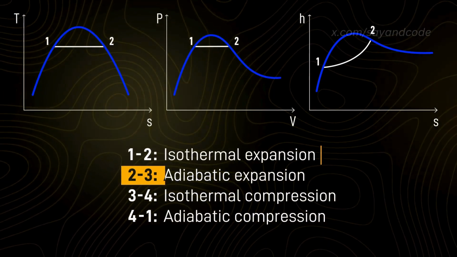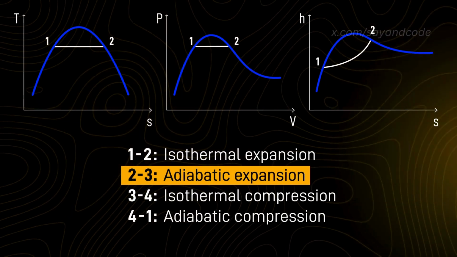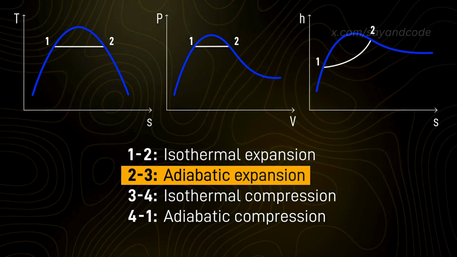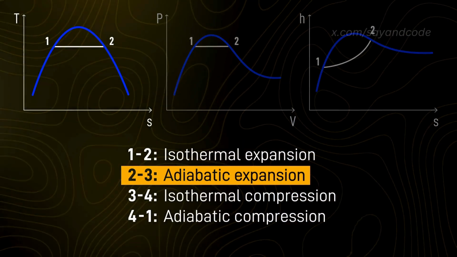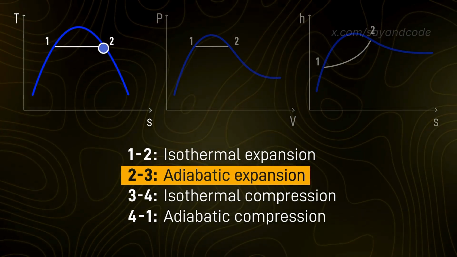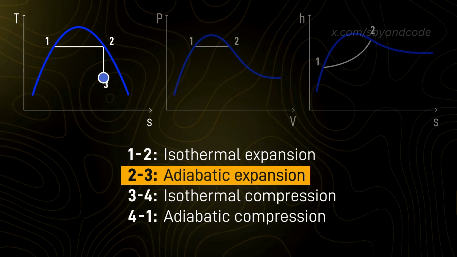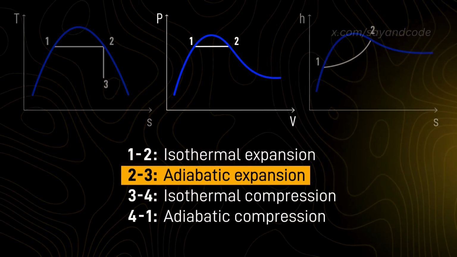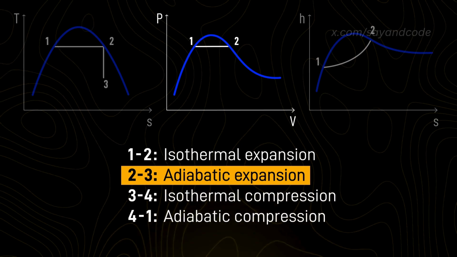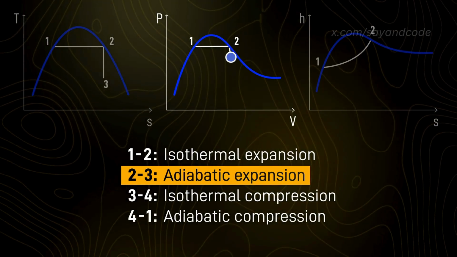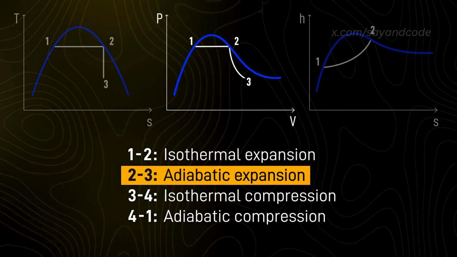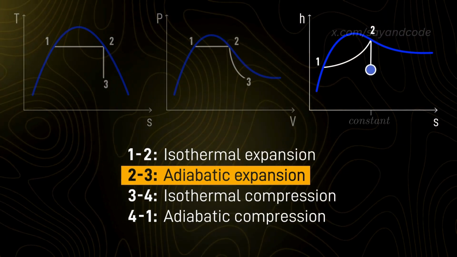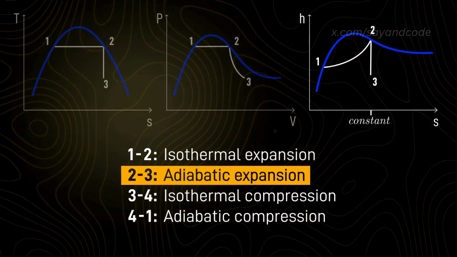The next process, 2 to 3, is adiabatic expansion. We know that reversible adiabatic processes are isentropic. So on the TS diagram, we draw a vertical straight line from 2 to 3, so that the specific entropy, S, is constant. On the PV diagram, for an adiabatic process, we draw a parabolic curve from 2 to 3. And for the HS diagram, we draw a vertical straight line for constant entropy from 2 to 3.